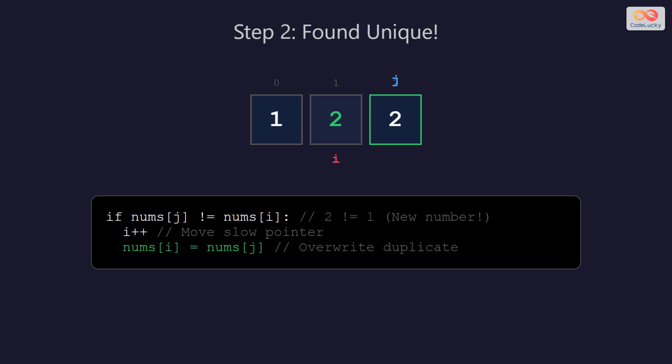Now J is at index 2, pointing to the value 2. We compare it with our current unique value at I, which is 1. They are different. This means we found a new unique number. We increment I to the next slot and copy the value from J into I. We have effectively secured the number 2 in our unique list.